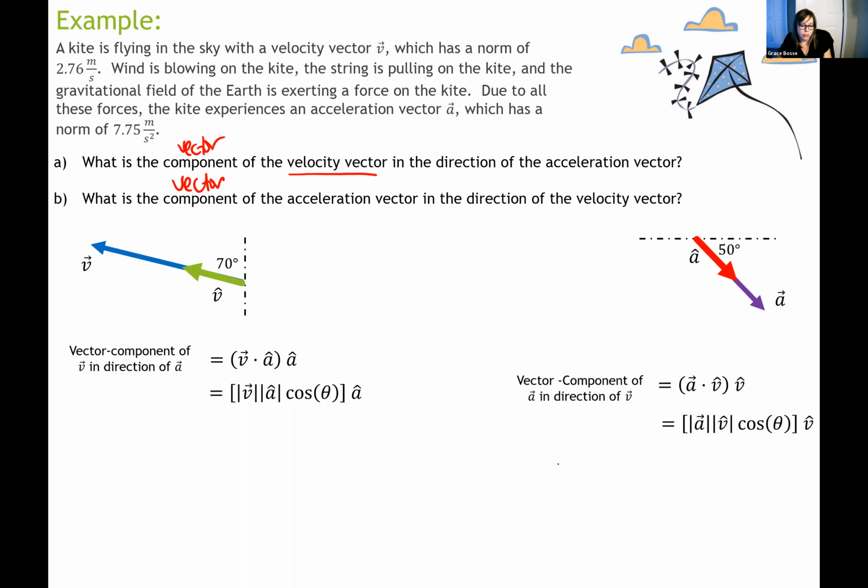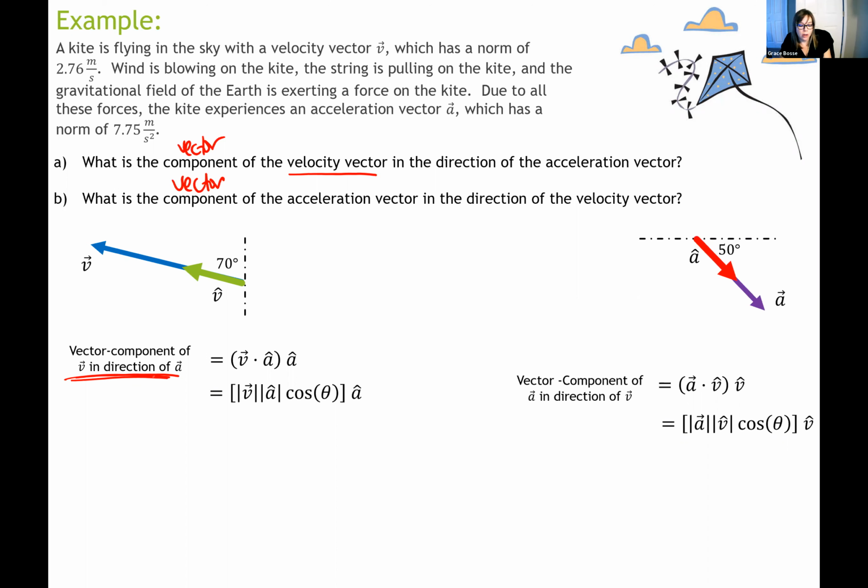So let's use the definition of the dot product and plug that stuff in. Over here, for the vector component of V in the direction of A, I need the dot product between V and unit vector A. The definition of the dot product says the norm of the first vector times the norm of the second vector times the cosine of the angle between them. What is the angle between these two vectors? Because I see that angle pop up. I'm going to need that angle in both parts of the problem.